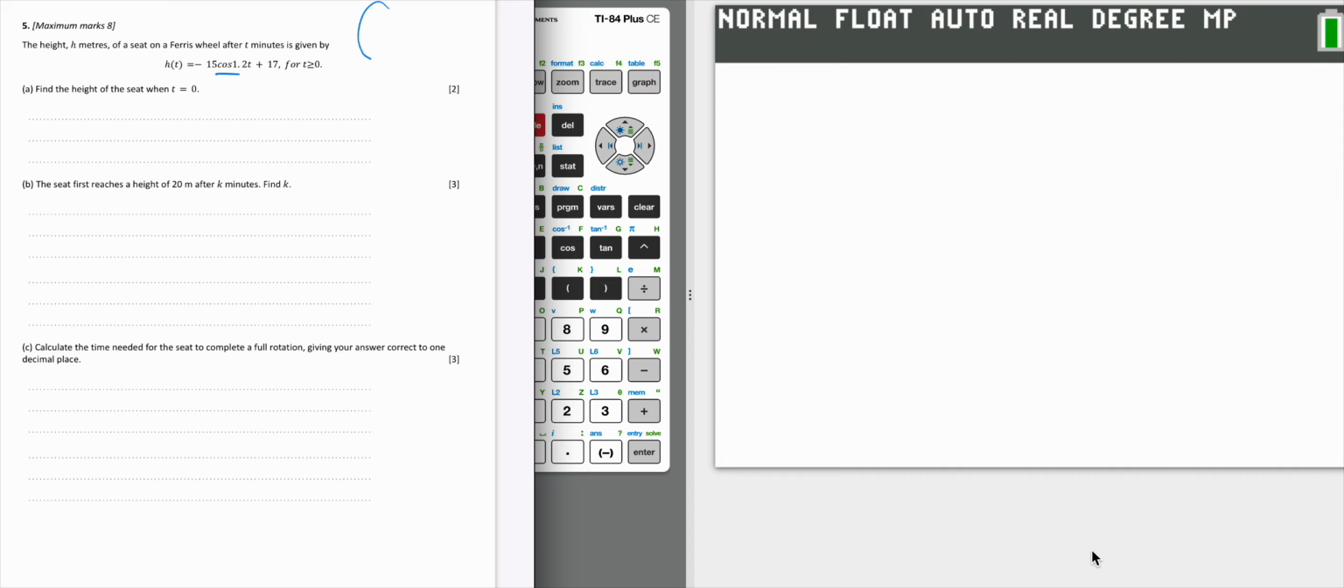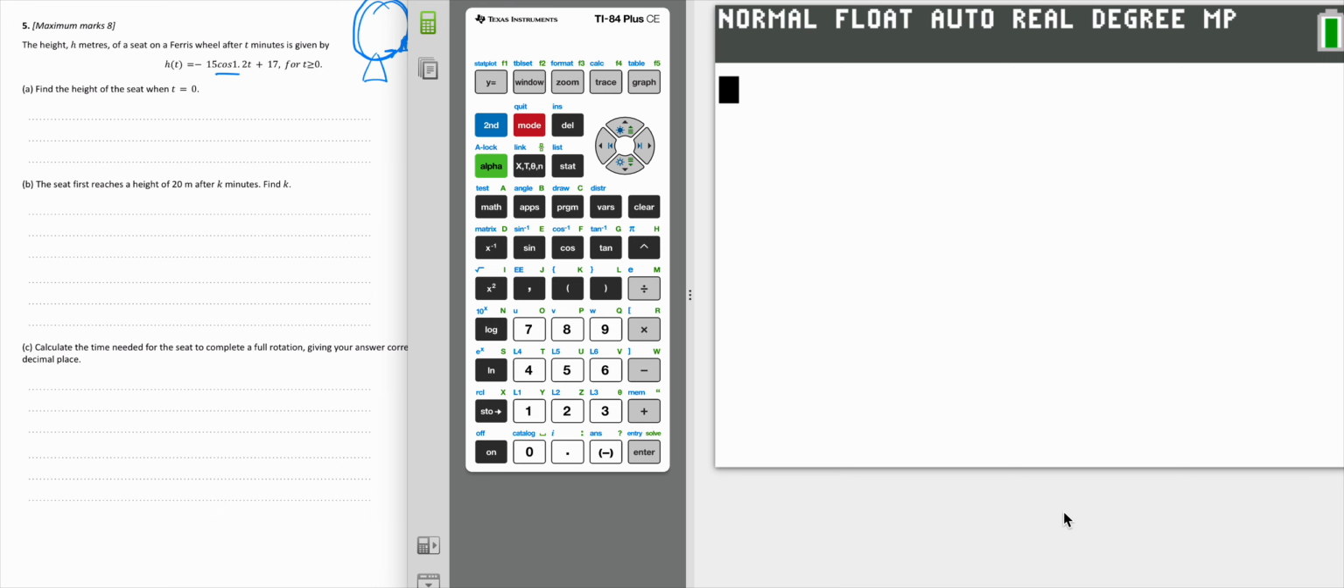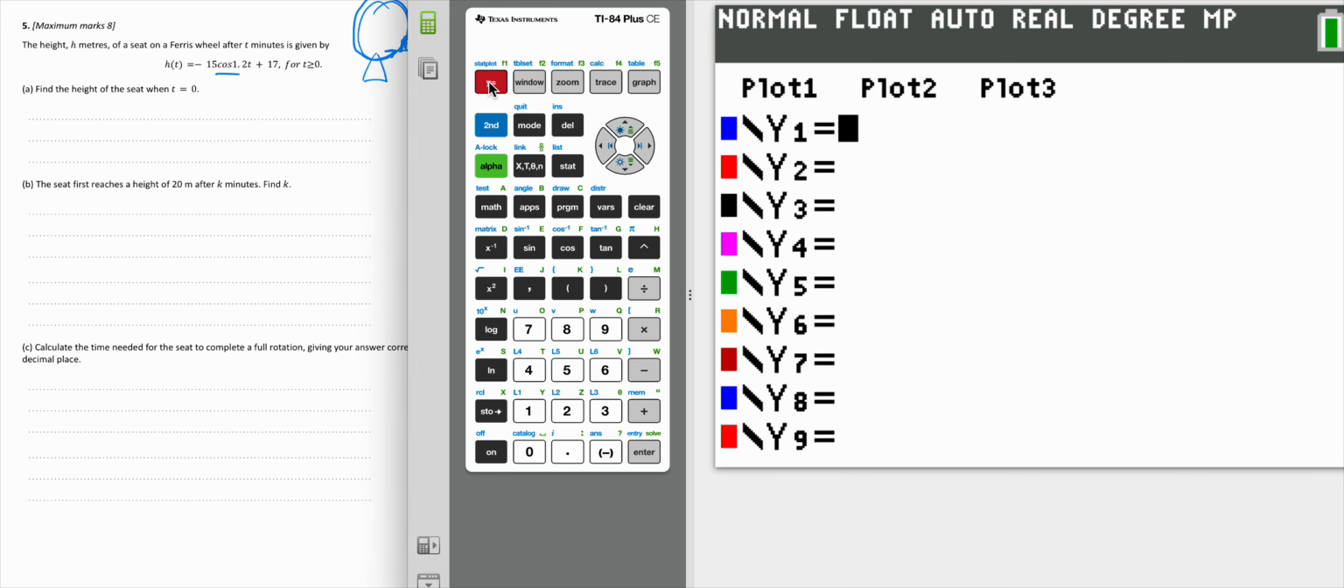So if you imagine a Ferris wheel, you have like one seat hanging here, and as it goes round it changes height. So it's just modeling the height of the seat on the Ferris wheel. So I think the first thing we should do on this question is probably to graph it.